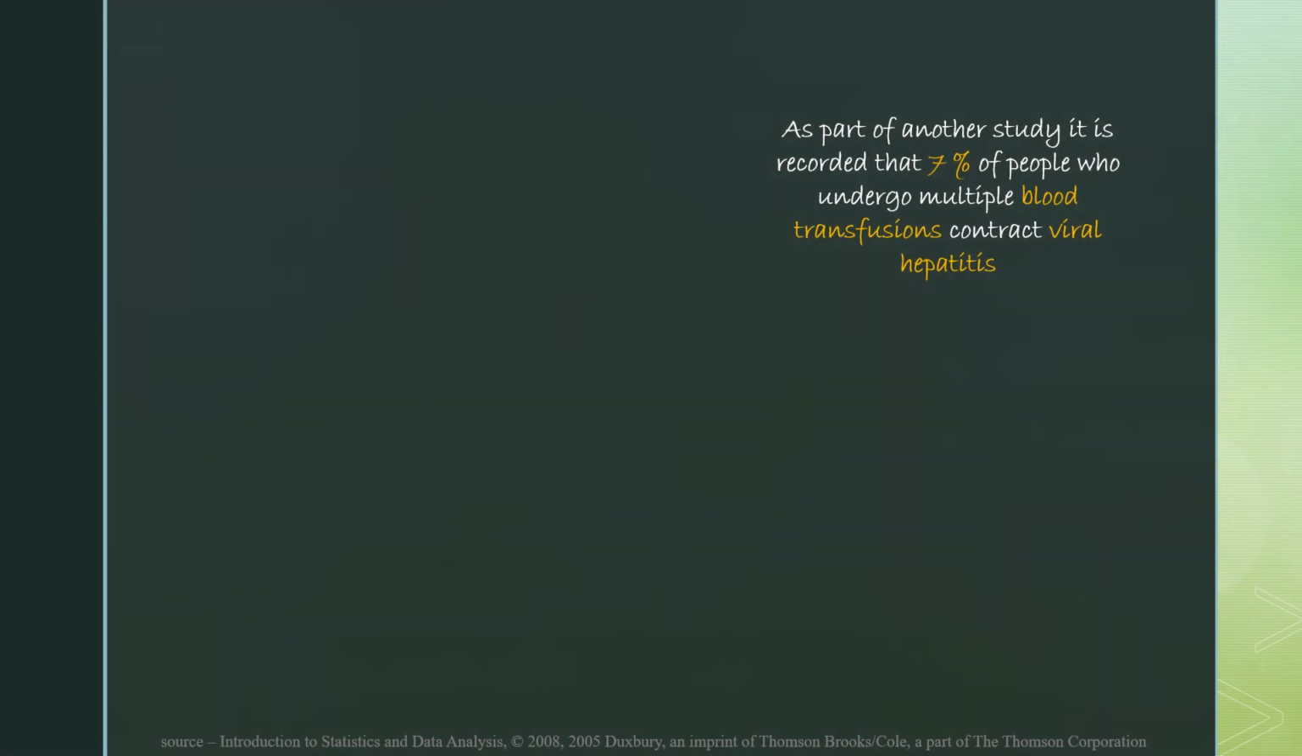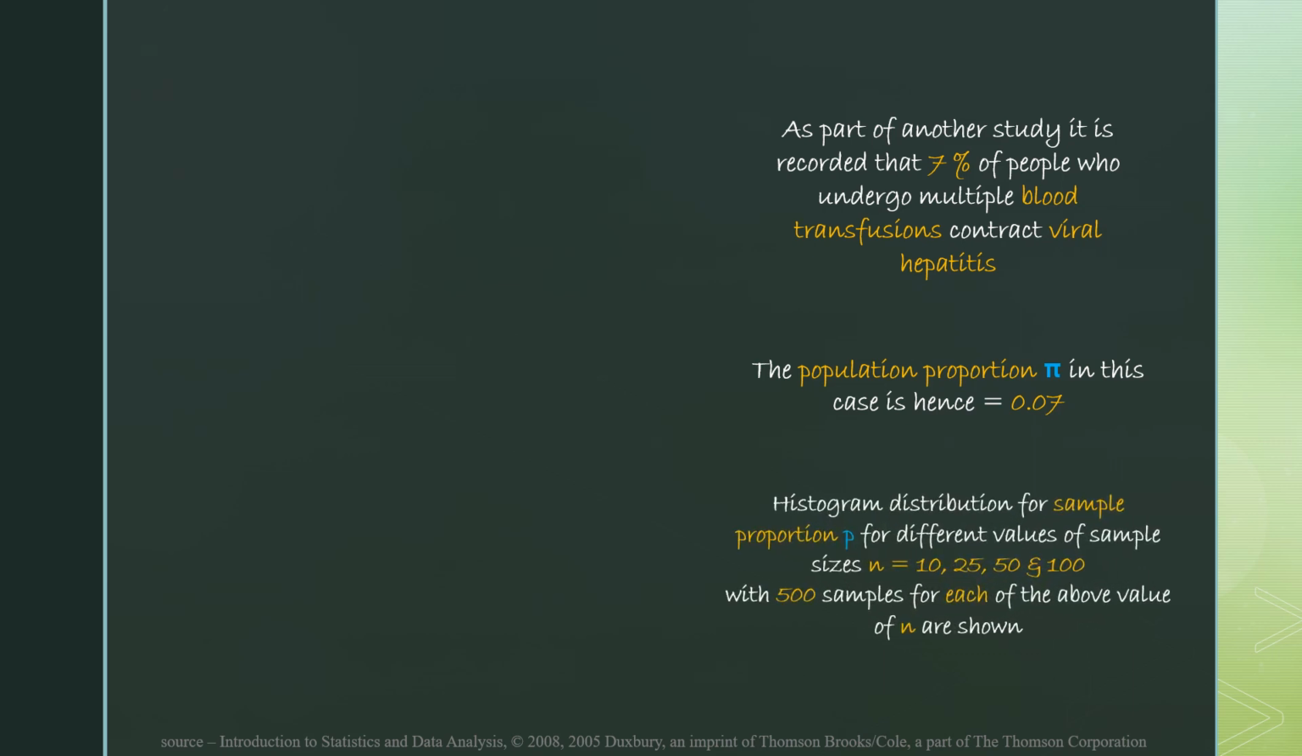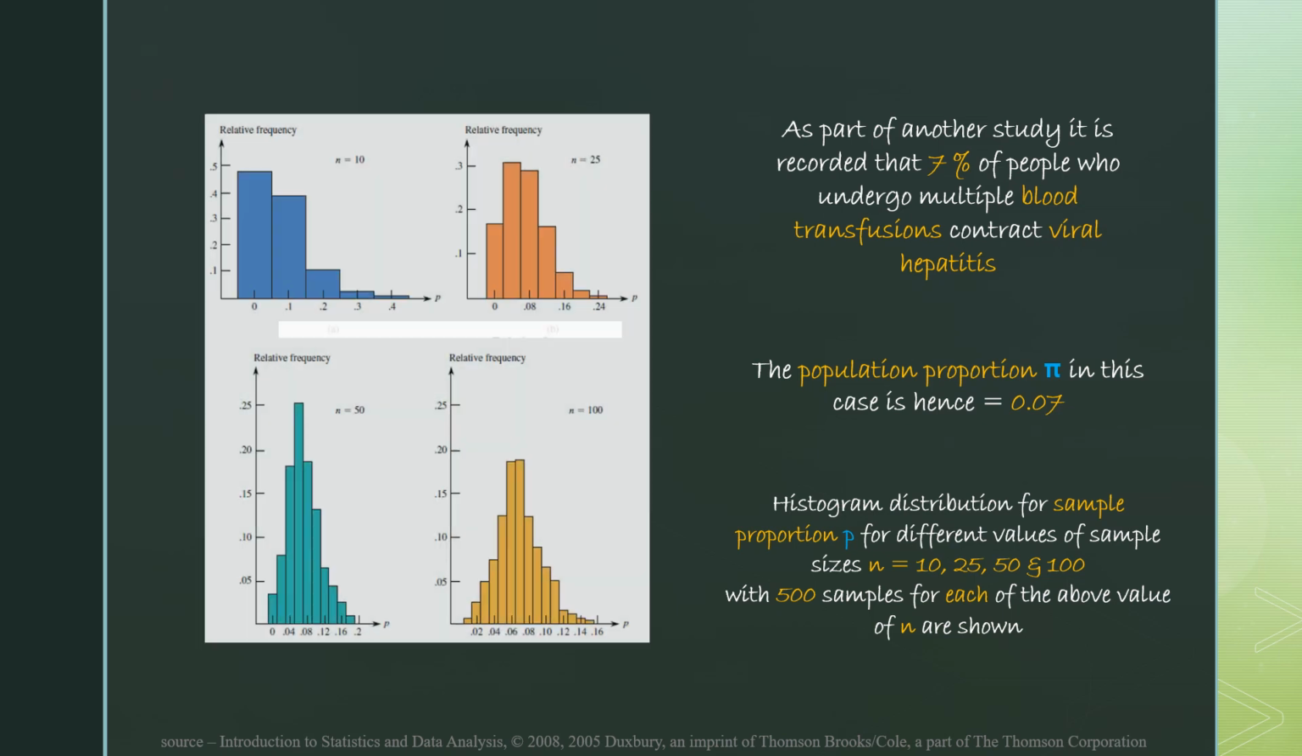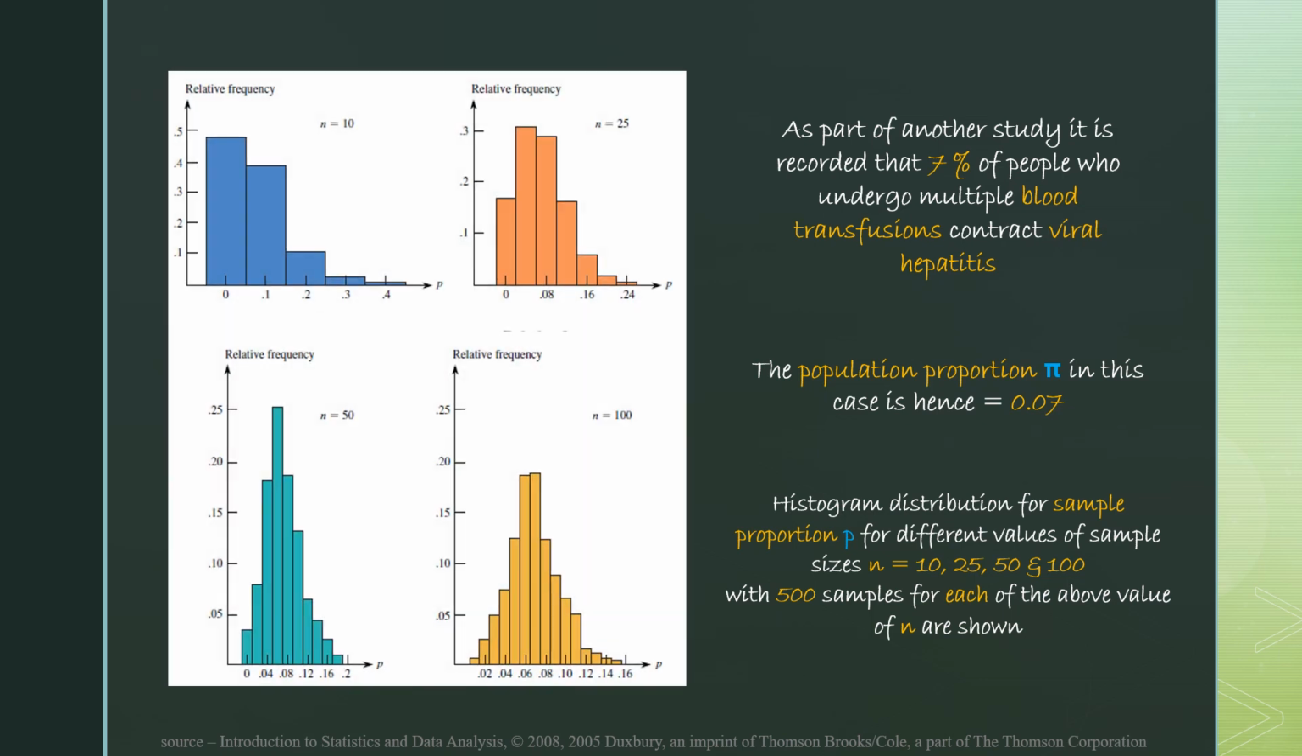As part of another study, it is recorded that 7% of the people who undergo multiple blood transfusions contract viral hepatitis. The population proportion pi in this case is hence 0.07. Histogram distributions for sample proportion p for different values of sample size n, that is 10, 25, 50 and 100, with 500 samples for each of the above values of n are shown.